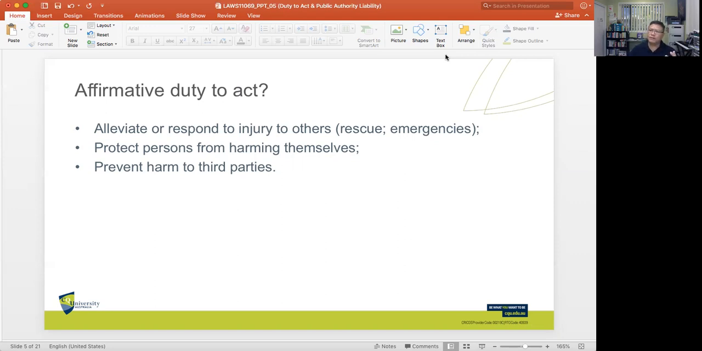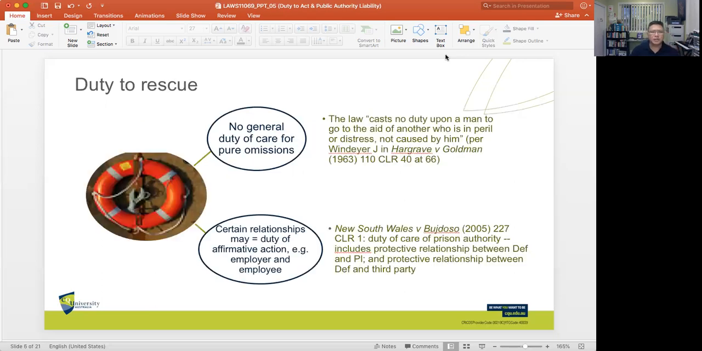Or what if the fight is in a jail between inmates, and we can assume that it's not the prison authority that was responsible for beating up the inmate? Does the prison authority have a legal liability? Those are issues pertaining to liability for harm to third parties, which we're examining in this particular module.